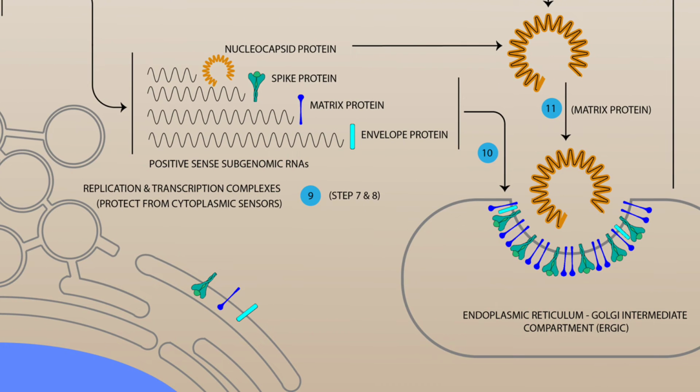Step 10. By a process that is not fully understood, endoplasmic reticulum Golgi intermediate compartment or ERGIC, which mediates trafficking between the endoplasmic reticulum and Golgi complex, is studded with the structural proteins like spike, envelope, and matrix proteins.